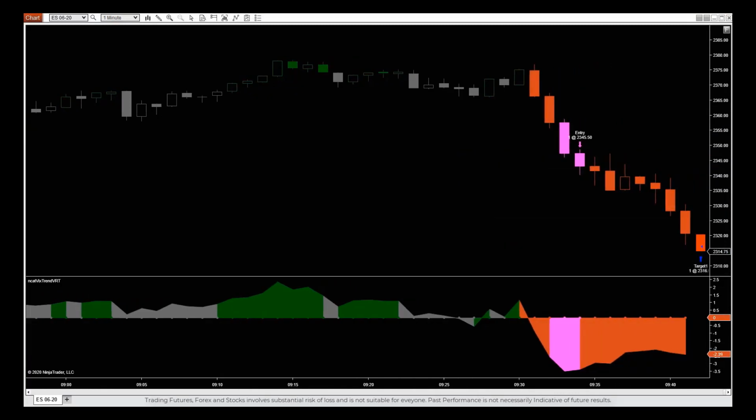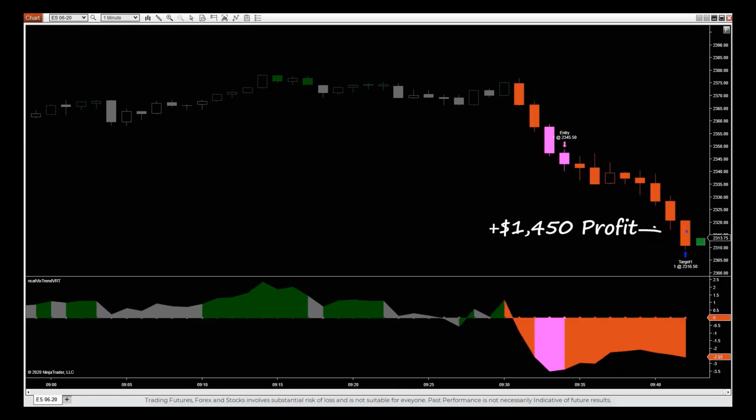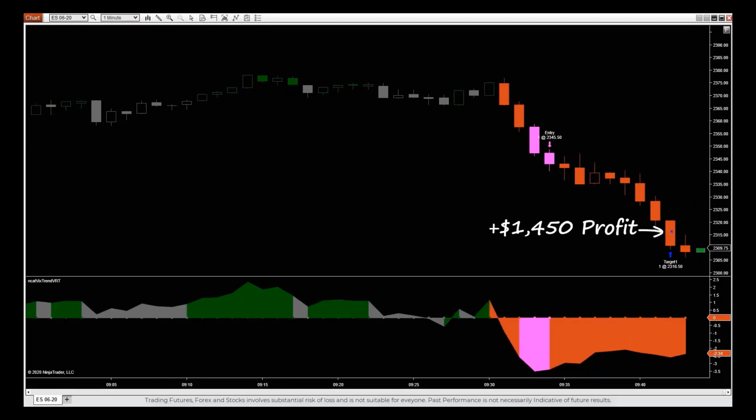And look at that. Not even 10 minutes in and we hit our target to scoop up 116 ticks for $1,450 in profits per contract. I'm sure you wouldn't mind starting your morning off like that, right?